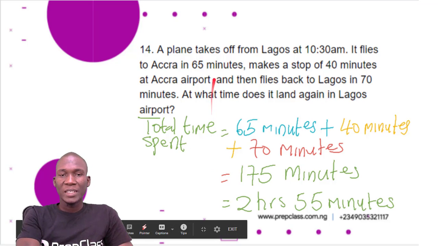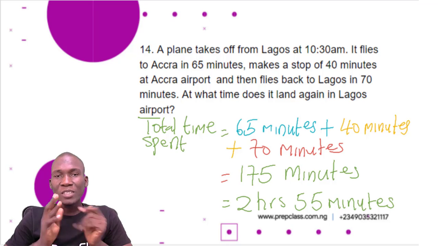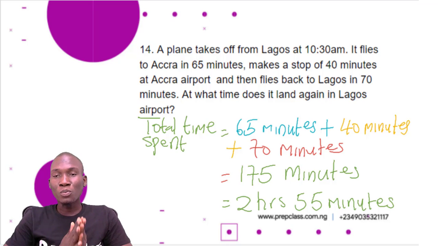Now, the plane takes off from Lagos at 10:30 a.m. It flies to Accra in 65 minutes, makes a stop of 40 minutes at Accra Airport, and then flies back to Lagos in 70 minutes. Now let's calculate the total time spent for the plane to move from Lagos to Accra, then making the stop and coming back to Lagos.